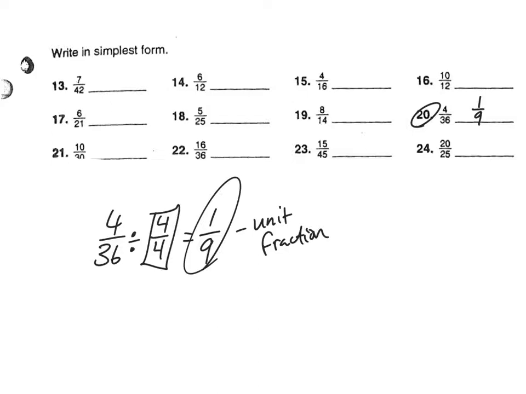And so really and truly, what we discovered on this problem is that the GCF between 4 and 36 is 4. That's the biggest number. And again, that's why we learned GCF, the greatest common factor. It's the biggest number that can go into both the numerator and denominator.